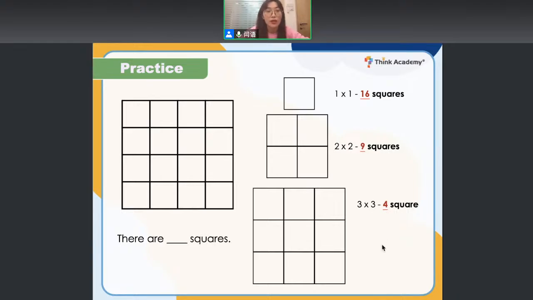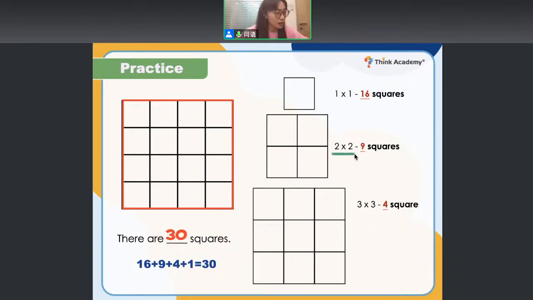Okay, and do we finish here? Can we just say, okay, 16 plus 9 plus 4, and that is the answer, 29? You see? No, okay. Also, do remember here, we have the largest one, which is 4 by 4. So here you see, in total, there are 16 plus 9 plus 4 plus 1 equals 30 squares, okay? 30 squares.